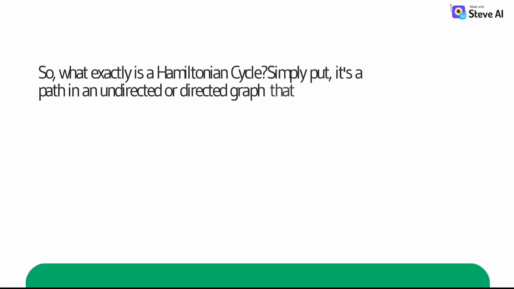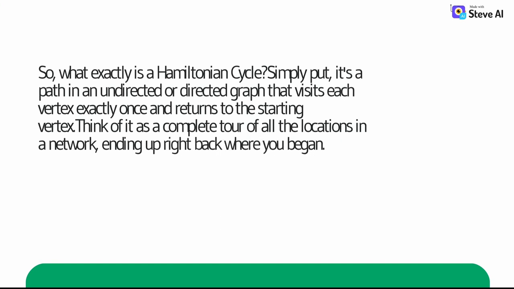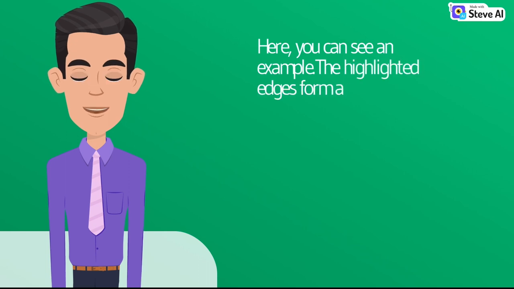So, what exactly is a Hamiltonian cycle? Simply put, it's a path in an undirected or directed graph that visits each vertex exactly once and returns to the starting vertex. Think of it as a complete tour of all the locations in a network, ending up right back where you started. Here, you can see an example. The highlighted edges form a cycle that passes through every single point, or vertex, in the graph exactly one time before closing the loop.